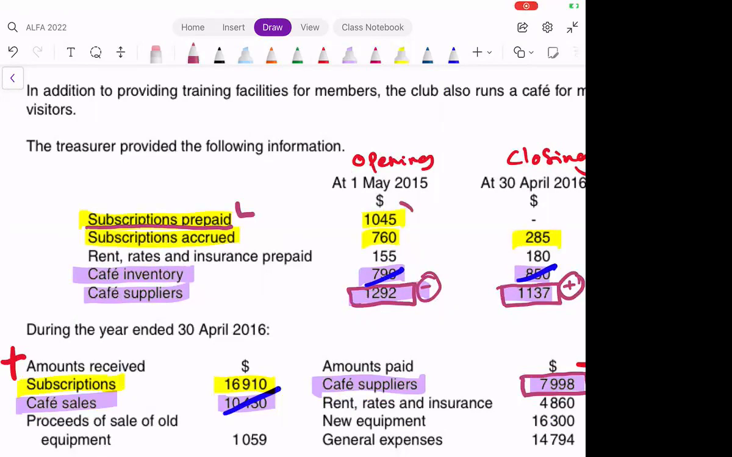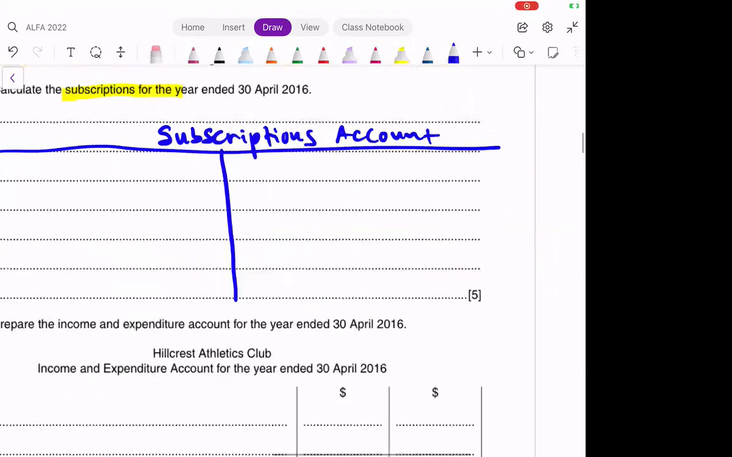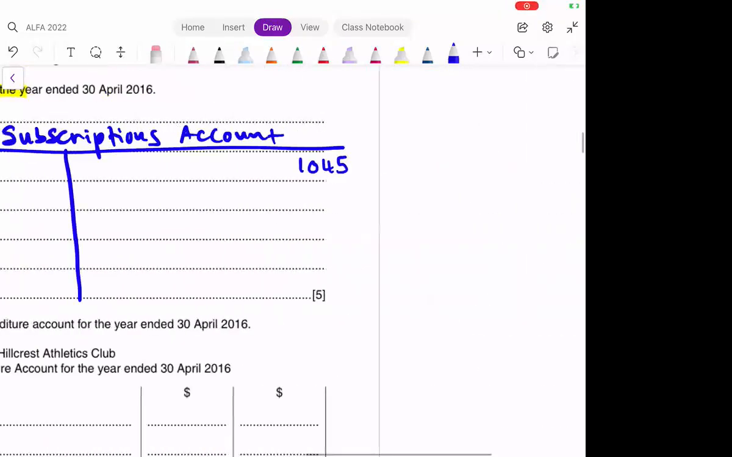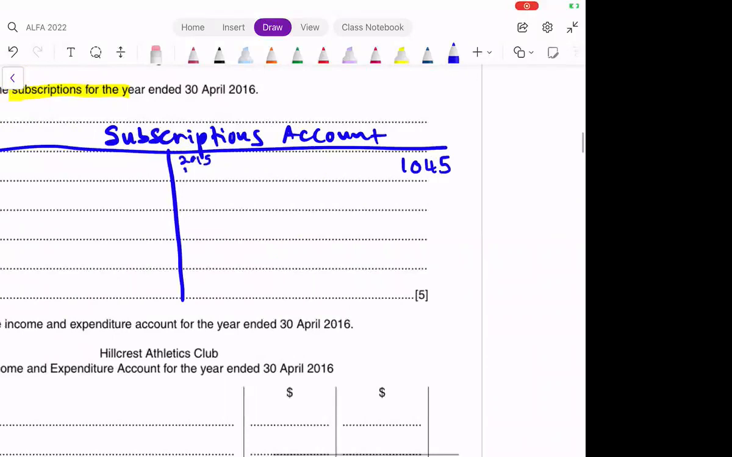So liability balance BD will be debit or credit? This one you should know. Liability balance BD will be on the credit side. Understand? Subscription prepaid will be on the credit side, 1045. So I go here, in the credit side, 1045. The date I follow this date, 2015, May 1. And right here, balance BD.